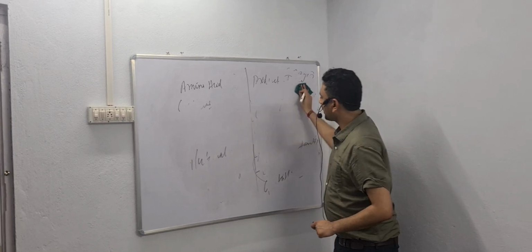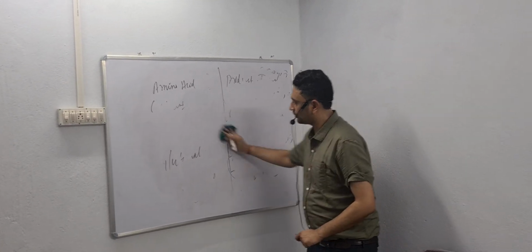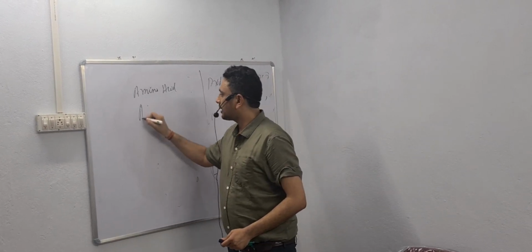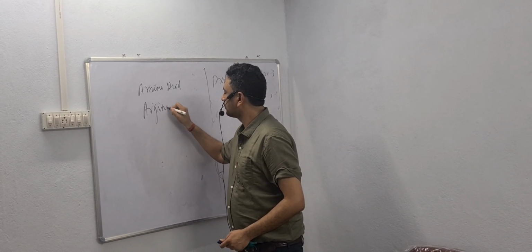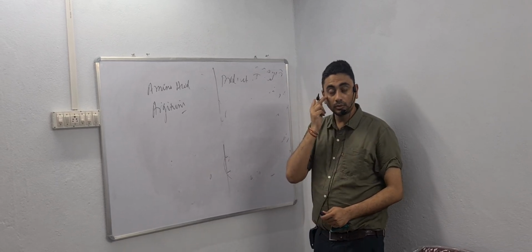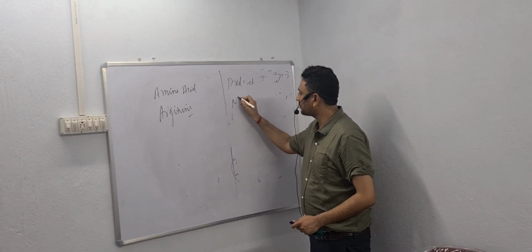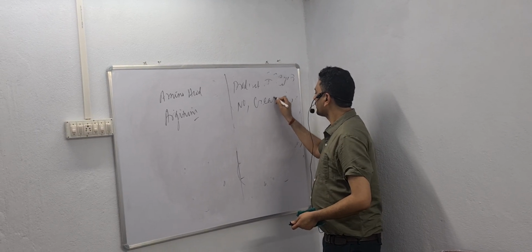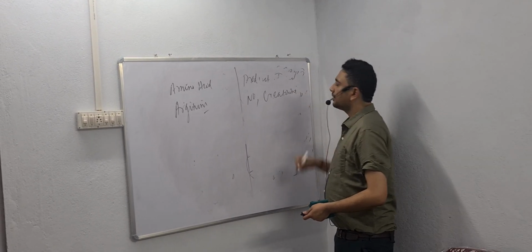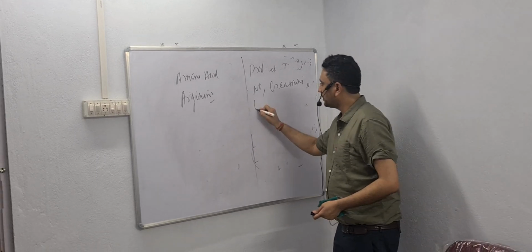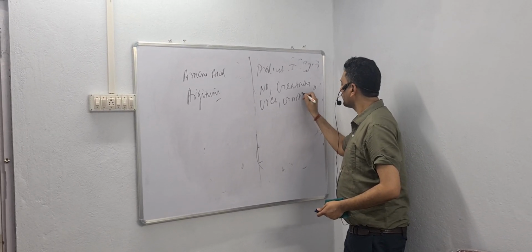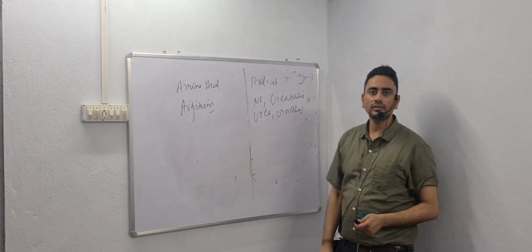Now moving on to another amino acid called arginine. Okay, arginine synthesizes so many important products. So let's look into the important products which are synthesized from arginine. It helps in the synthesis of nitric oxide. It helps in the synthesis of creatinine. Okay. It also helps in the synthesis of urea. It also helps in the synthesis of ornithine. So these are the important products which are synthesized from arginine.